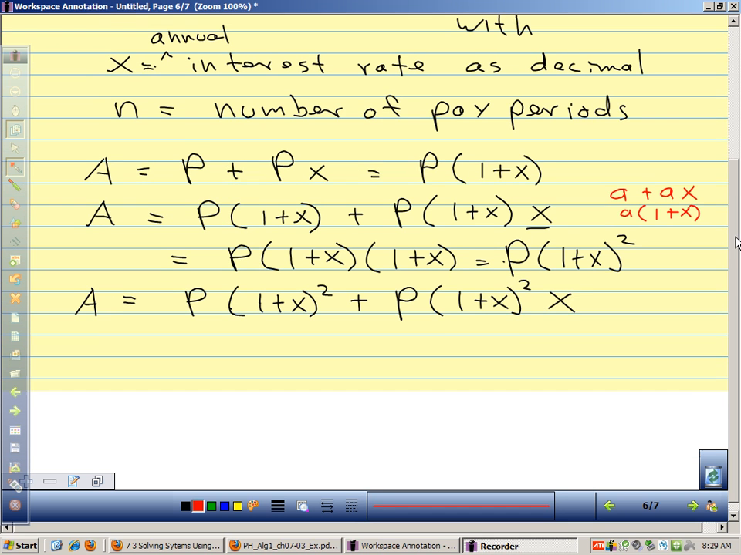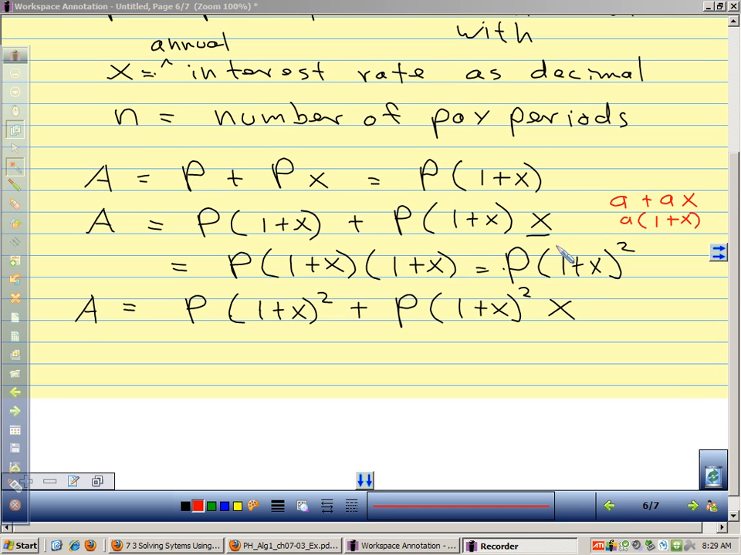So the X doesn't just disappear. It's in there somehow. The X is right here. That's this X. The 1 comes from factoring out this whole term. If I divide this thing by P times 1 plus X, I get the 1. If I divide this whole thing by P times 1 plus X, I'm left with X. Okay? Does that make sense? Okay, good. All right.